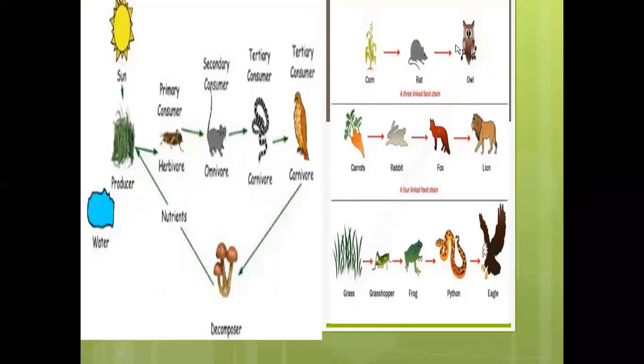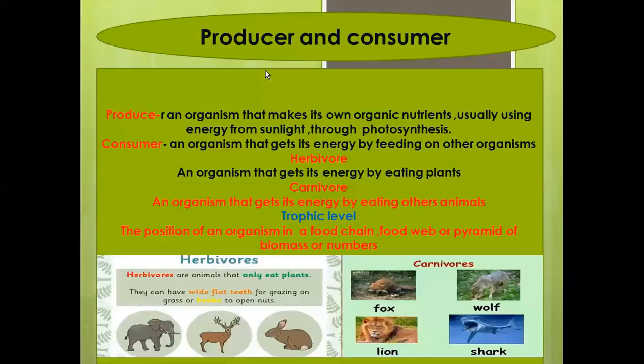A food chain has many places, many positions, called trophic levels. Trophic levels are for each kind of animal or plant that is found in a food chain or food web, and also in pyramids. So: producer, consumer, herbivore, carnivore, and also trophic level.